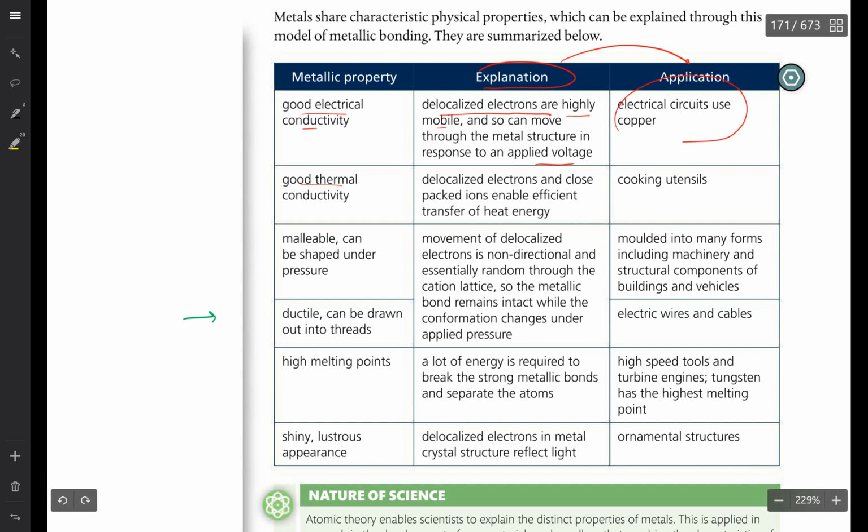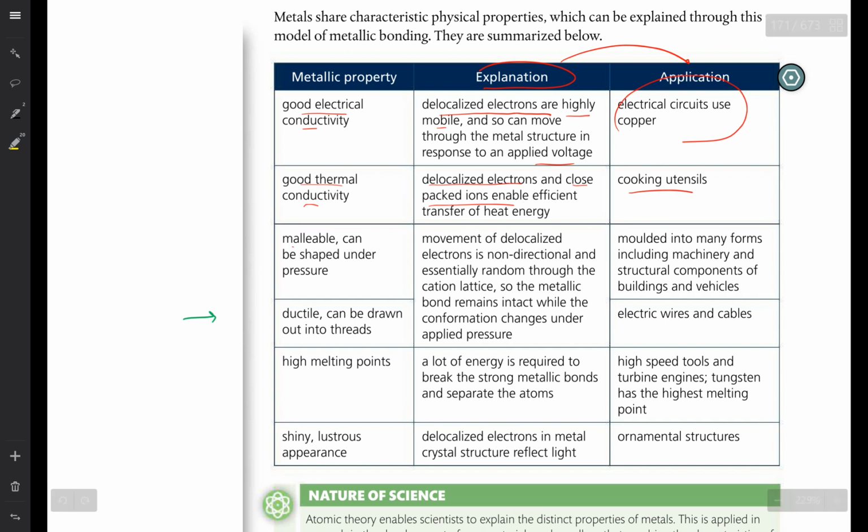They have good thermal conductivity. There are two reasons for that. The first one is delocalized electrons, and also the ions are packed close to each other, so they can efficiently transfer the heat energy, the kinetic energy, from one atom to another atom. Okay, and the application based on these properties is the cooking utensil.